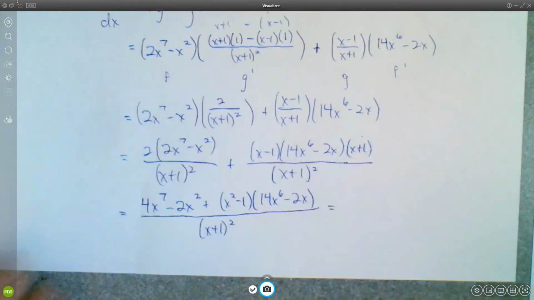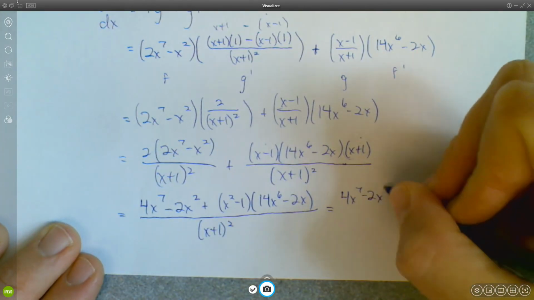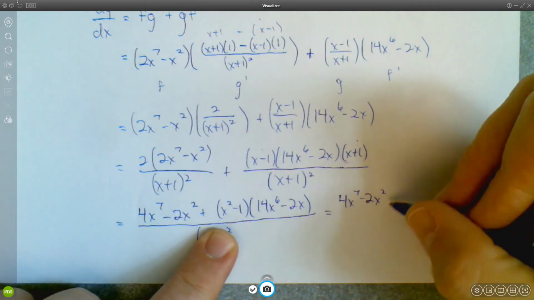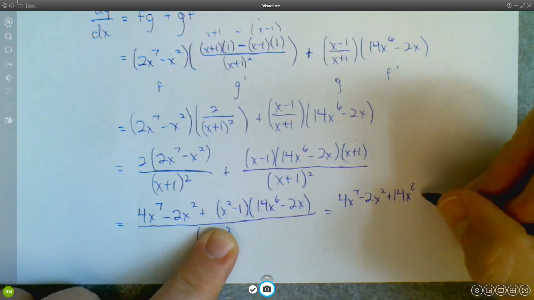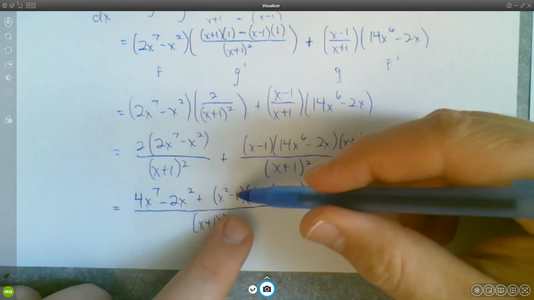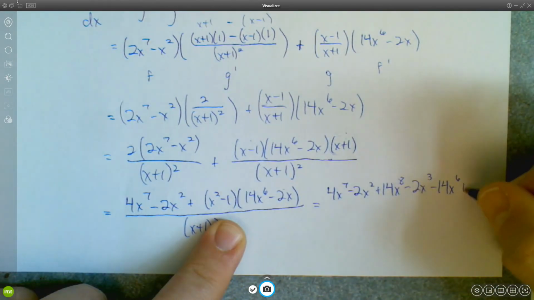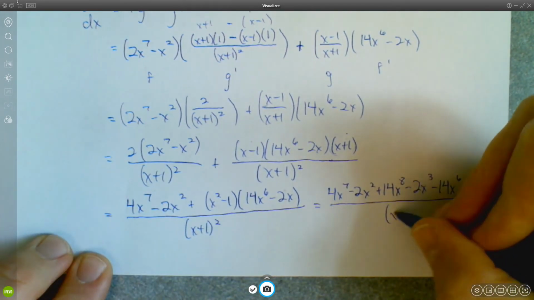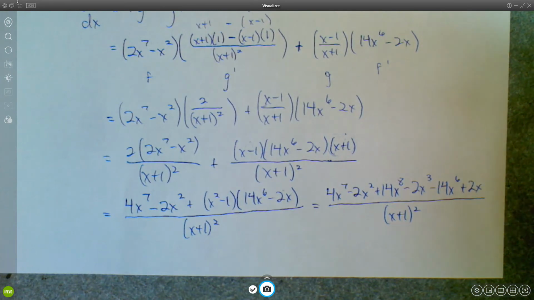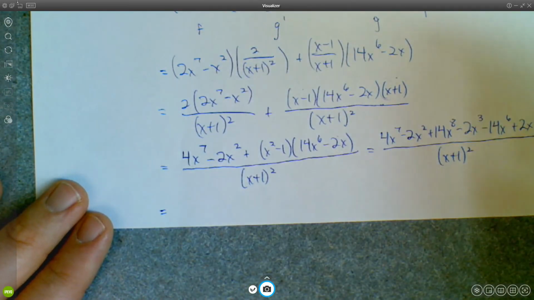Okay, now let's see. 4x to the 7th minus 2x squared. Here we'll have a 14x to the 8th, and then a negative 2x cubed, and then a negative 14x to the 6th, and then a positive 2x divided by x plus 1 squared. Do I have any like terms? I don't have any like terms. All that work for no like terms. Can you believe it? Well, we can at least write it in descending order.